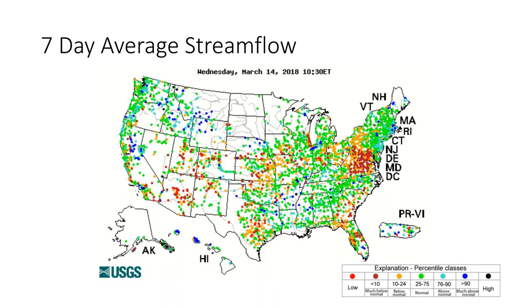Across the gauge network, blue symbols indicate greater than 90th percentile flows, so fairly high flow periods for the time. Light blues are between the 76th and 90th percentile. Green is 25th to 75th percentile, and orange is much lower, at the 10th to 24th percentile. So very low flow conditions associated with drought and low flow.